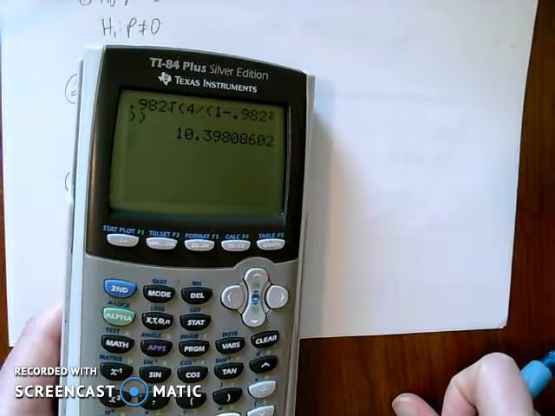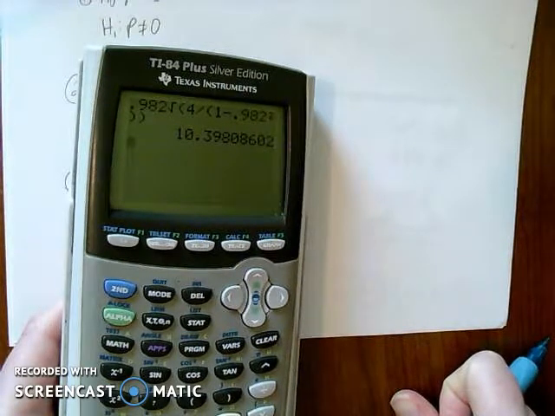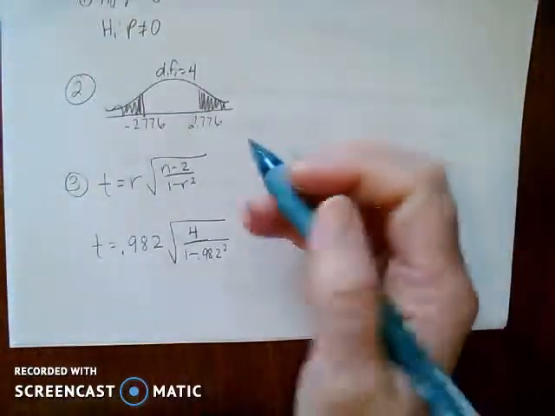And that looks crazy because we never had a t value that big, but that's because your 0.982 is so close to 1. That means we are way far away in the critical region. Okay, so 10.4.